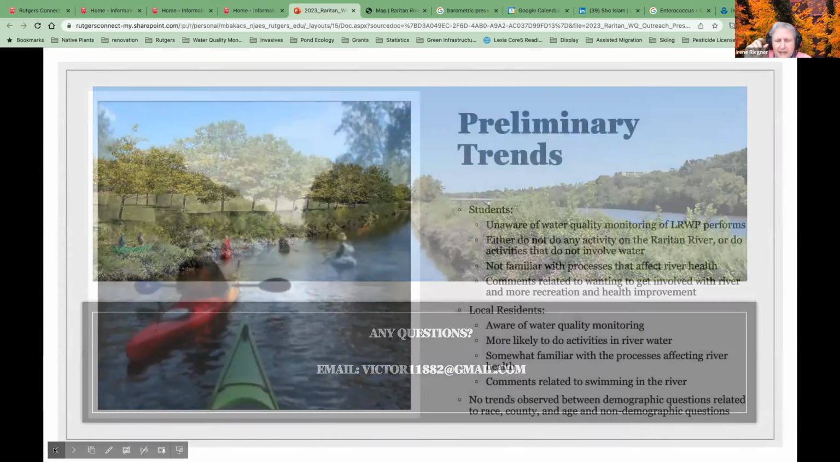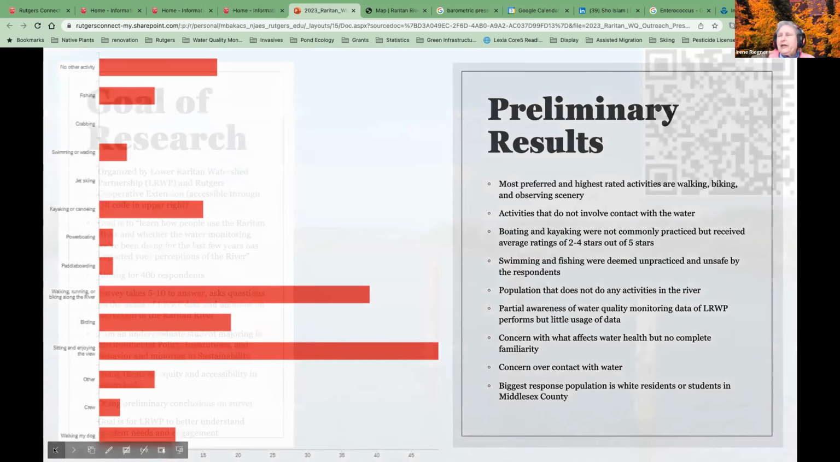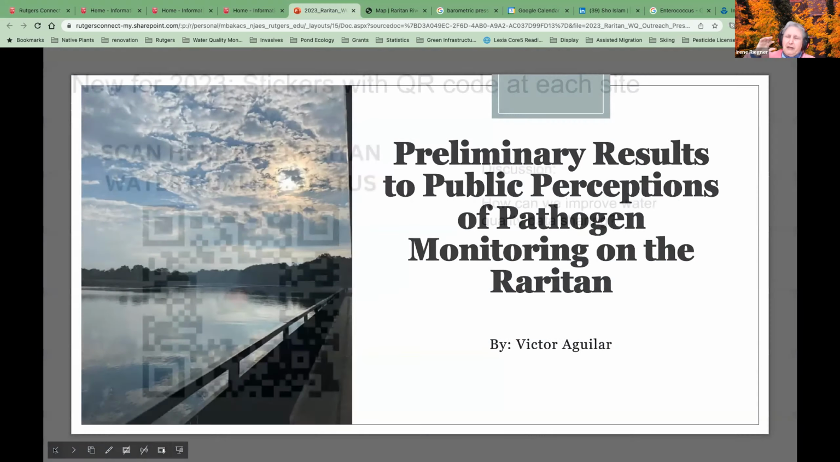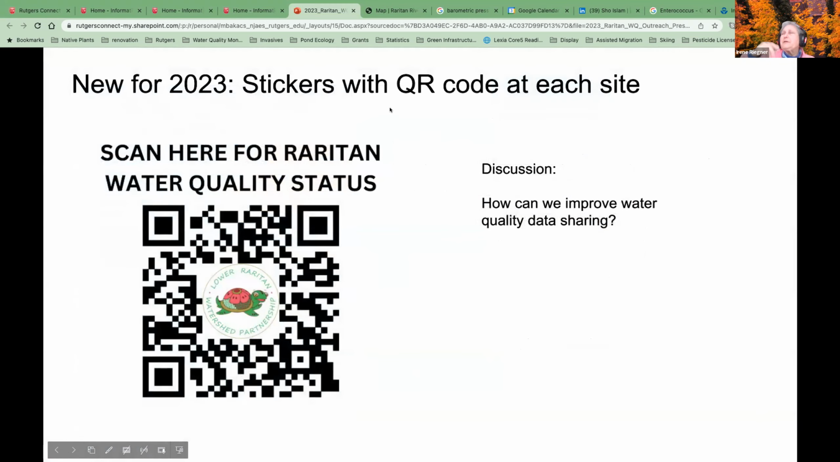Because what I'm thinking is, if you rely on people to go, let's say, to your website before they go out on a kayak or go fishing, that's something they have to do actively. And I don't know how many people would do it.